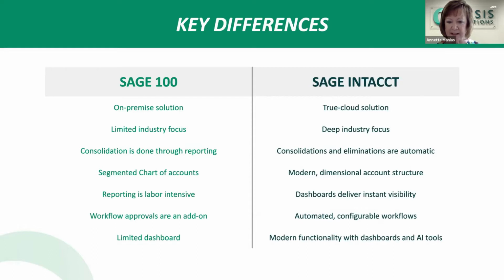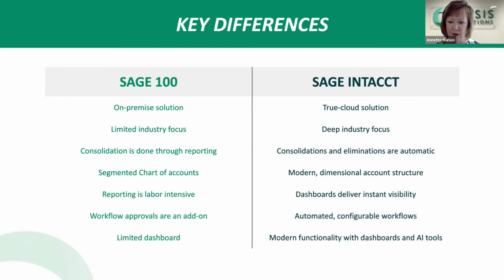Sage Intacct is very industry focused. It's broad, but they try to do a little bit more of an industry focus, whereas Sage 100 is very broad, which has been very good for us because we have a lot of customers in different segments, service, distribution, that type of thing. So there's a little bit of a difference there.